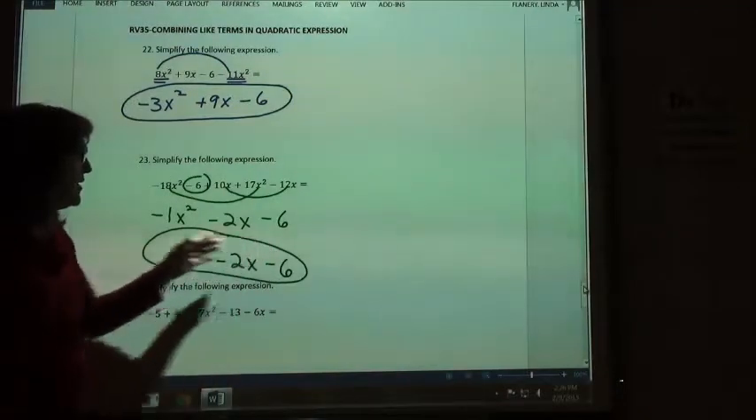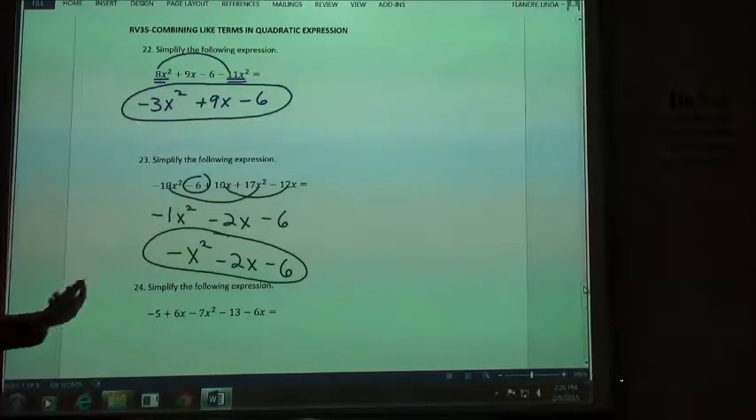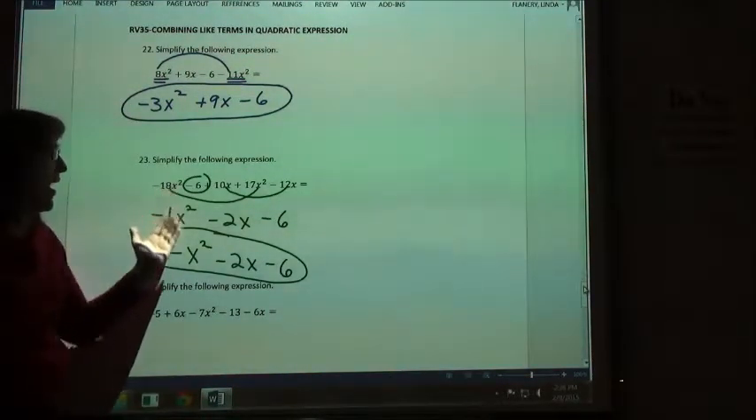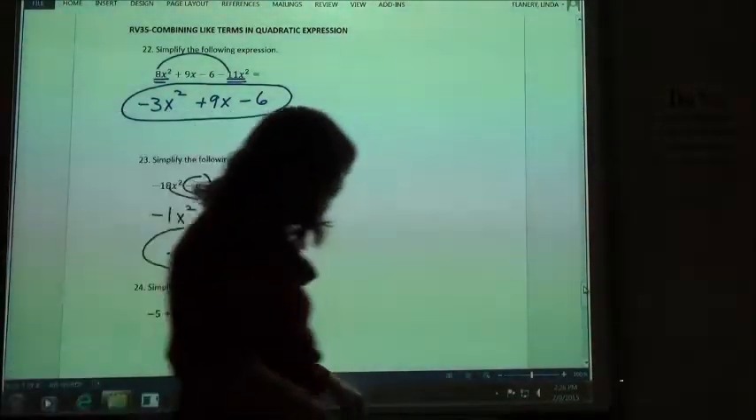By the way, if you did these in a different order and you put the minus 6 before the minus 2x, it's still correct. However, best form is what they call descending order, the highest exponent down to the number without a variable, called the constant term.